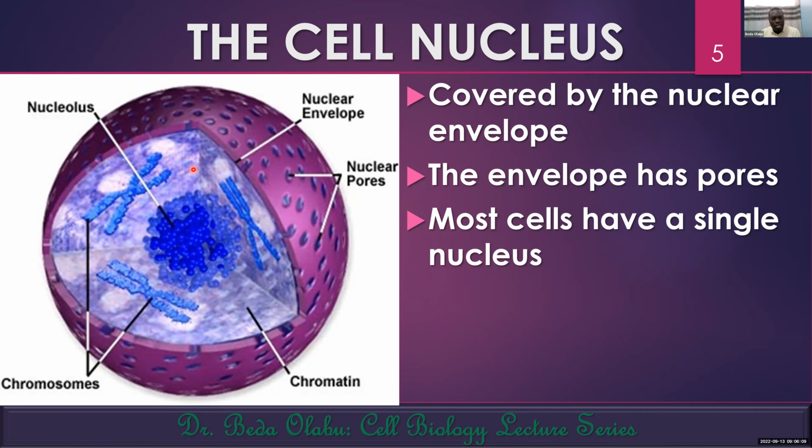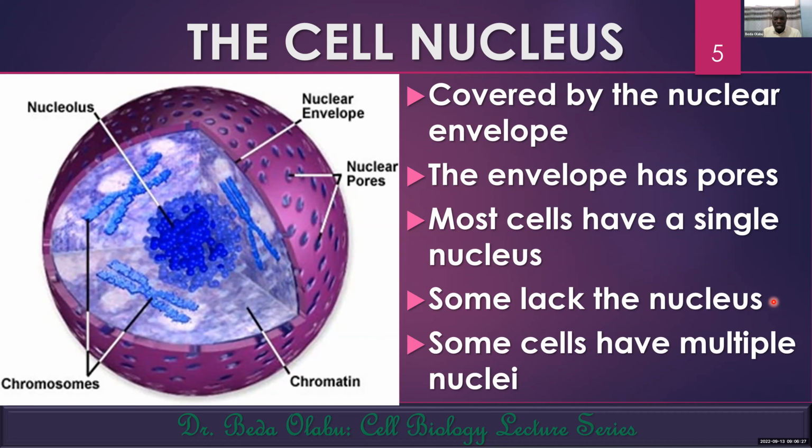Remember that the nucleolus is the site of synthesis of ribosomal RNA. Most cells will have just a single nucleus, but there are some cells that lack a nucleus, like the red blood cells, which don't have a nucleus. And some cells have more than one nucleus. For example, cardiac muscle cells, skeletal muscle cells, and some white blood cells have more than one nucleus.